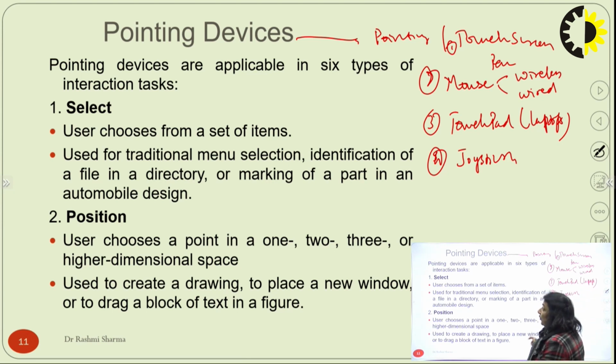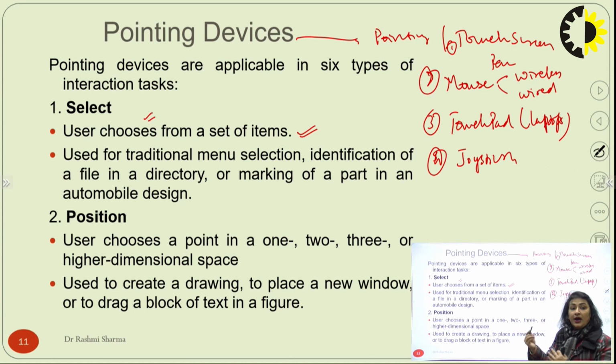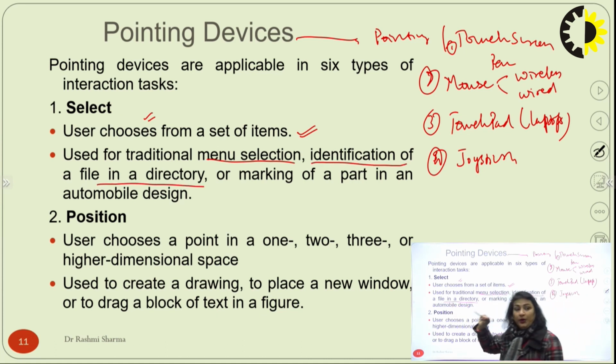So when you are using these particular devices, you are going to select options. The user chooses from a set of items. I would be discussing 6 functions for this particular thing. First one is select. So the user is choosing from the set of items. You have to select it, using a traditional menu selection, or identification of a file in the directory, where we can go and point to it.